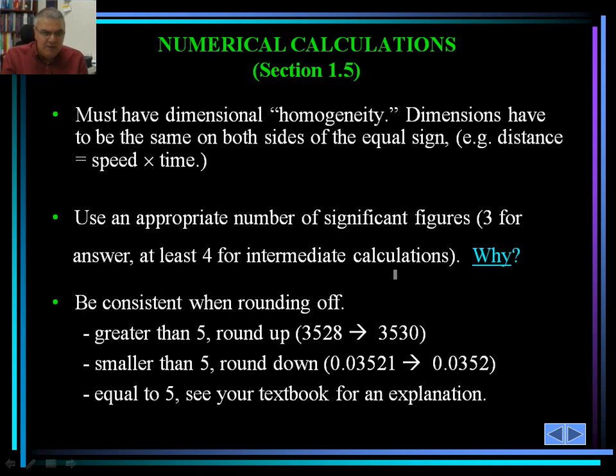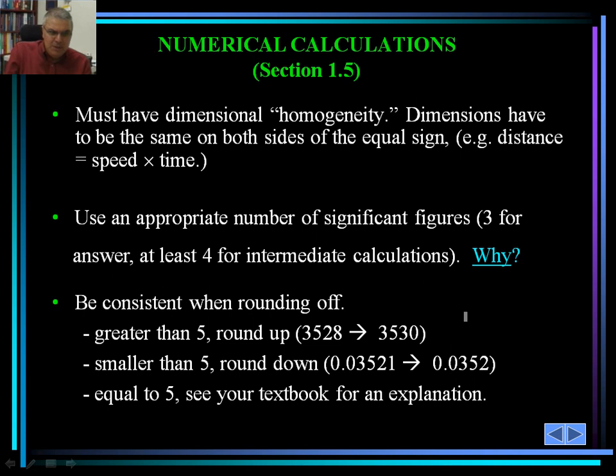We use an appropriate number of significant figures. If three is given, we use at least 4 for intermediate calculations and 3 for the final answer. So we use 3 significant figures for the final answer. For intermediate calculations, we use 4. We cannot really eliminate the round-off error, but we try to significantly reduce it to the best we can. We want to be consistent with rounding off.